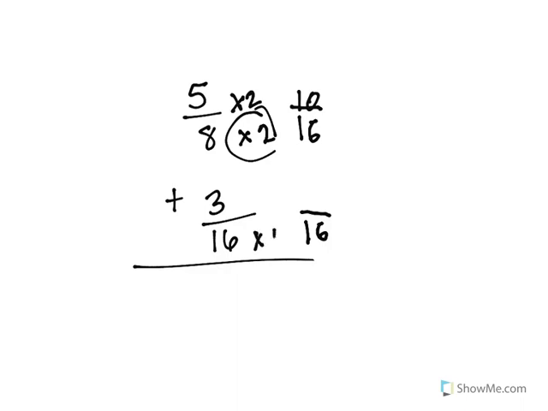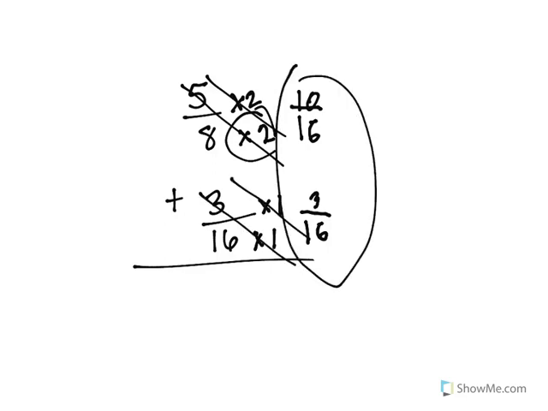I want to see it, because I told you, I want to see all your work from now on at school. And what you do to the bottom, you must do to the top. All right. So 3 times 1 equals 3. Good. Do you care about this? No. This is the only one you care about. Okay? Go ahead.